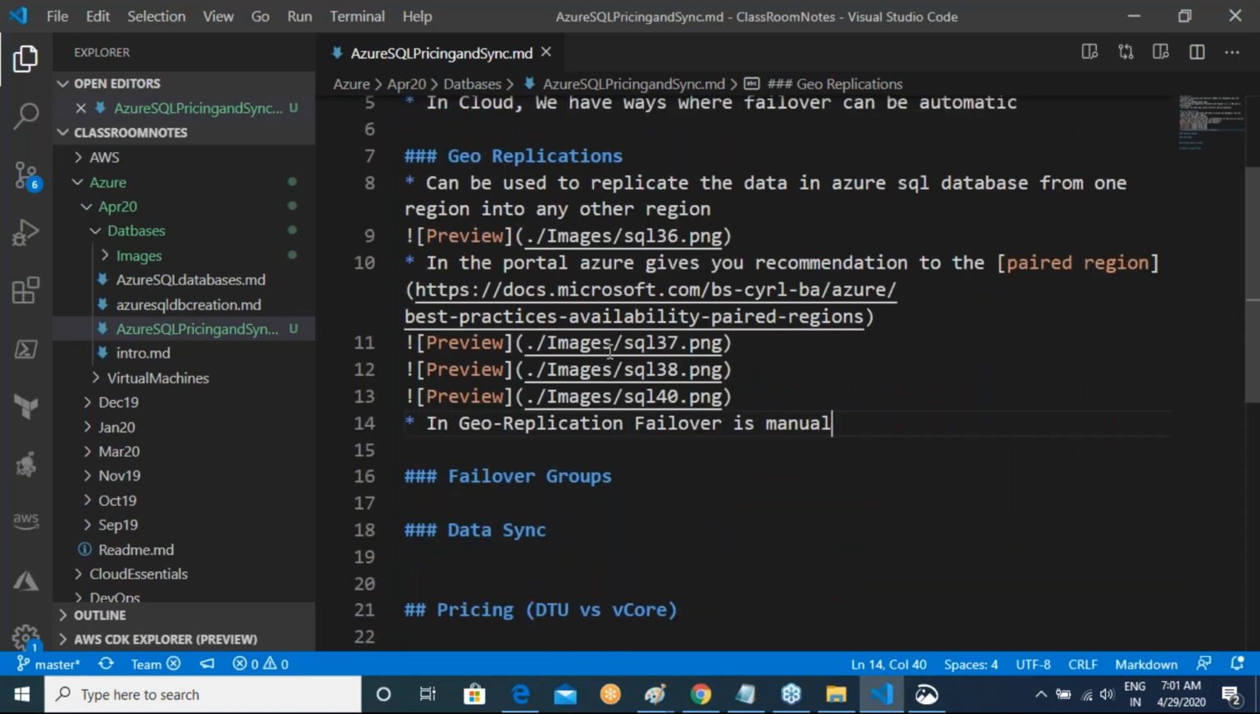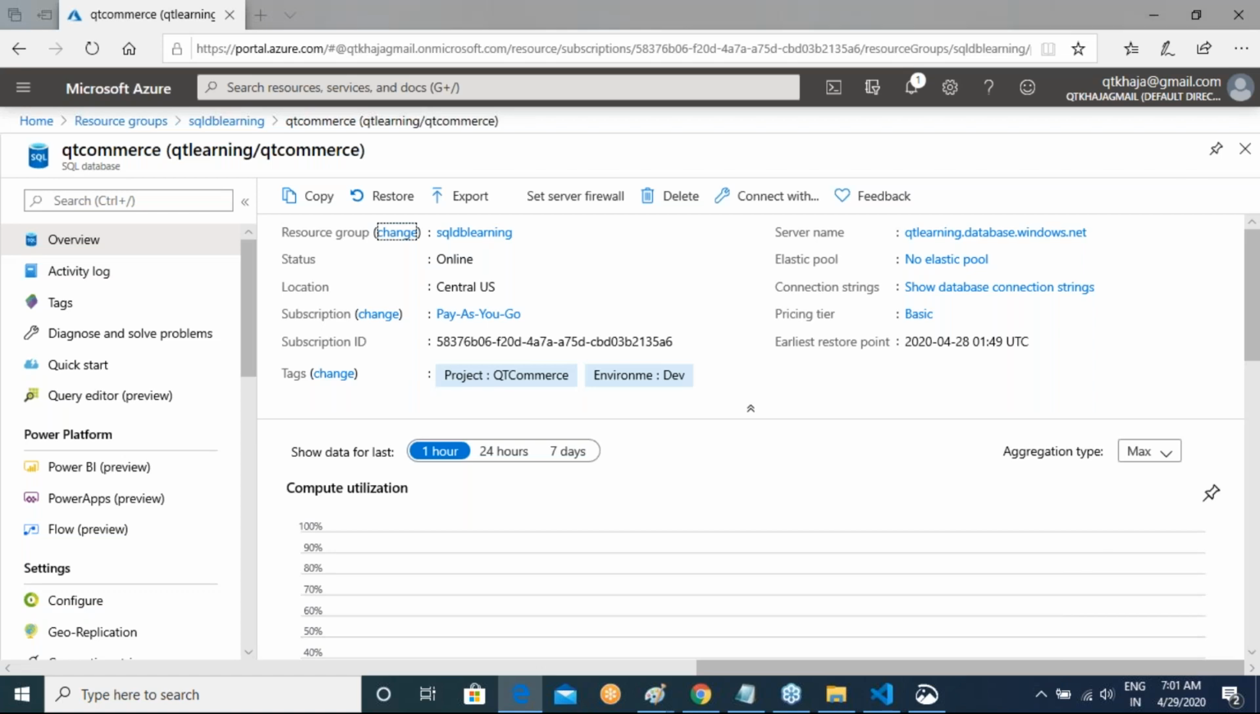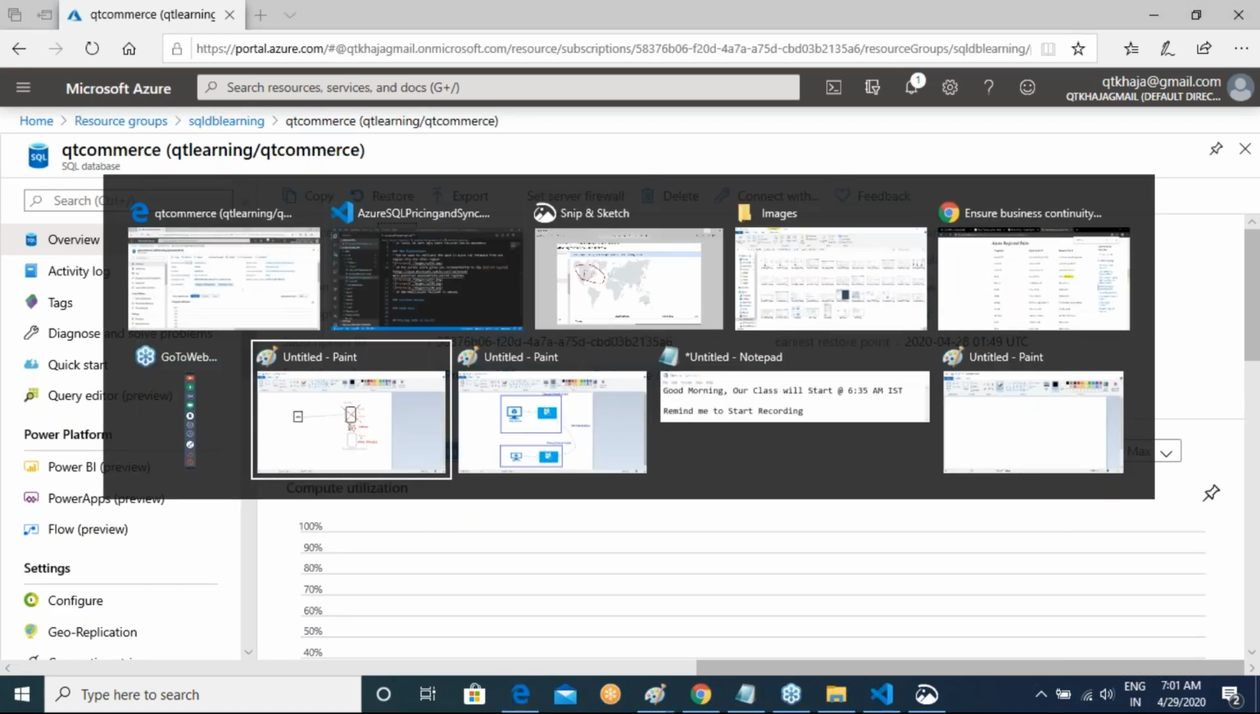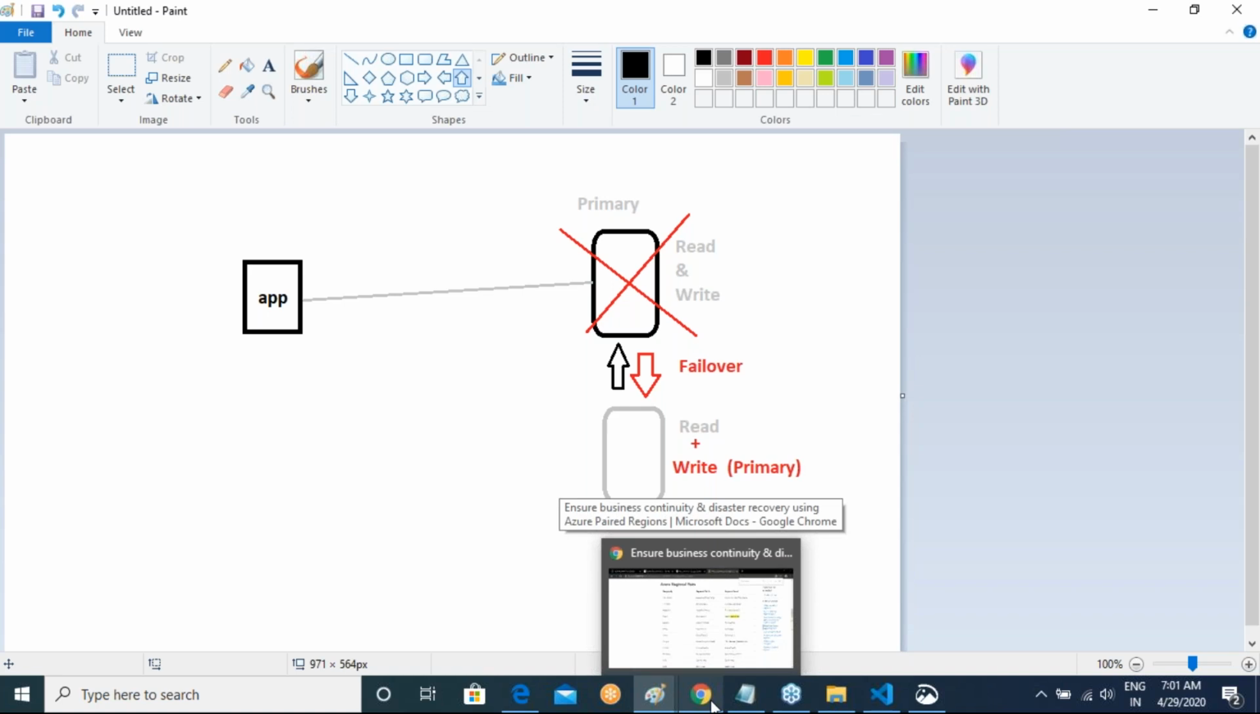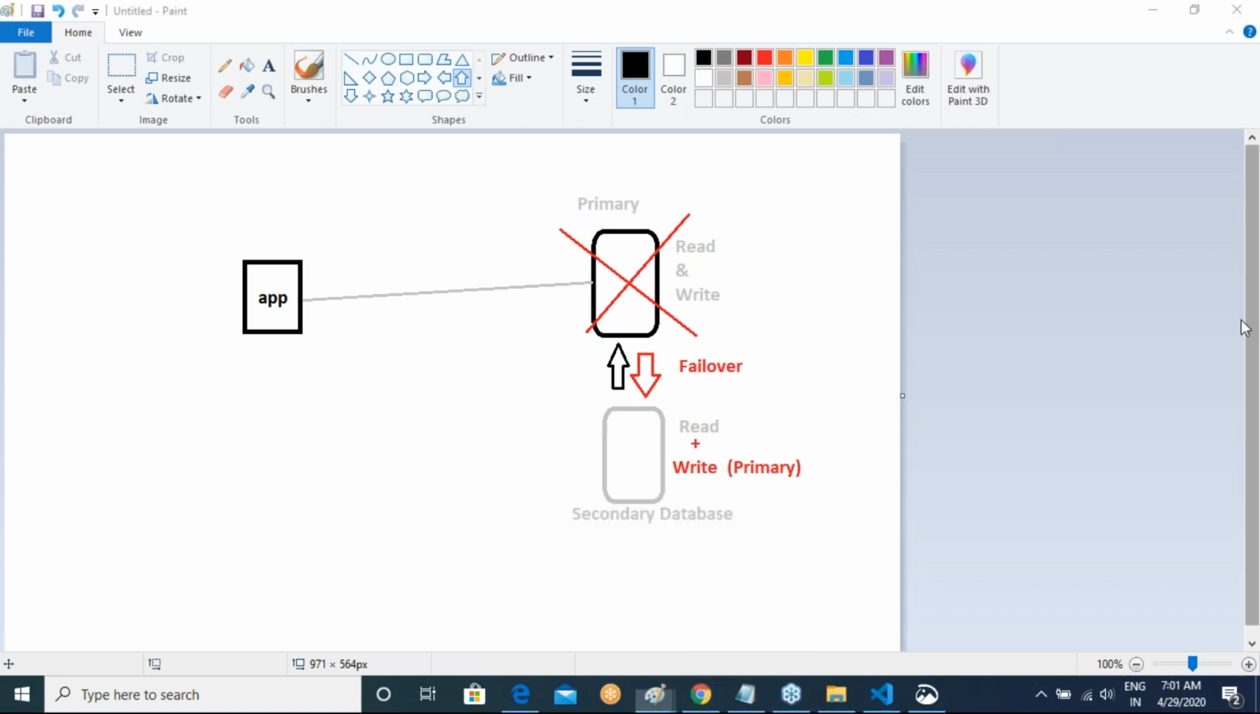So am I clear on this Geo replication now? In Geo replication, you will have another database which will become a secondary database. You can use that database to read the stuff. For example, over here you can write read queries, that means select queries, but you cannot write or insert any data unless you fail over.